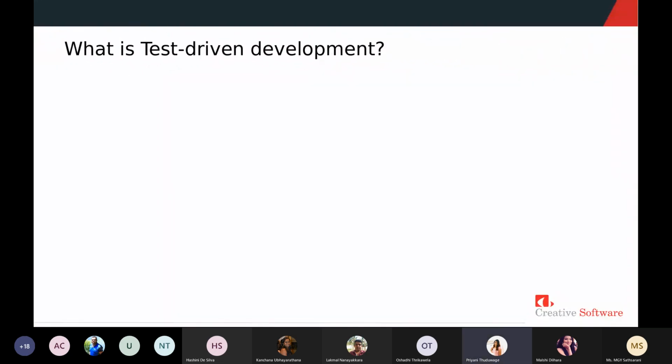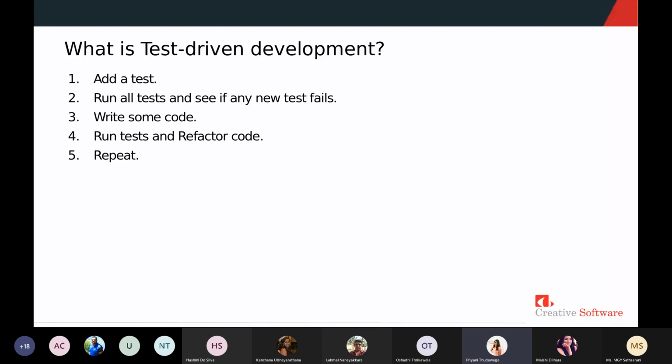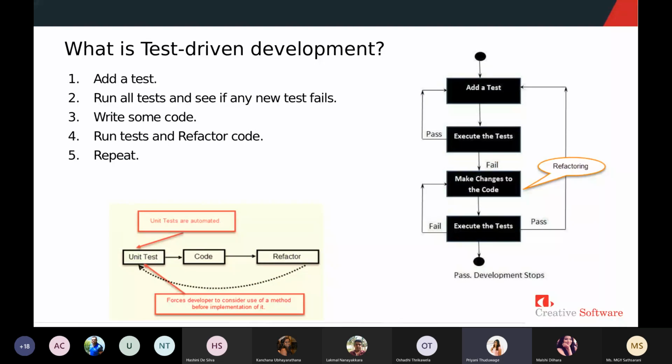So what is test driven development? I think you all know what test driven development is. It is a simple idea. After adding a feature, we add a test and execute that test. If it fails, we have to do some refactoring. After refactoring, we test and execute again. This happens repeatedly, and we call this test driven development. Here we can see refactoring happen, and refactoring is better than patches of code.